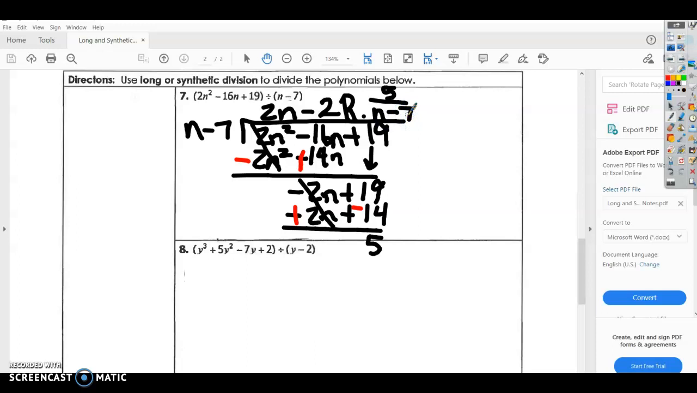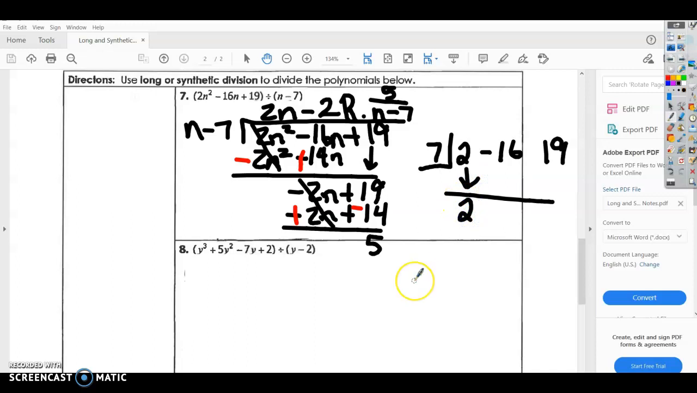All right, if we want to check this using synthetic division, we're going to change the negative 7 to positive 7. And I'm going to bring down my coefficients, 2, negative 16, and 19. I'm going to bring the first one down, so bring down my 2. And then I have 7 times 2 is 14. Negative 16 plus 14 is negative 2. 7 times negative 2 is negative 14. That gives me 5. Again, I divided out an n minus 7. So if I take an n away from n squared, it's always going to be 1 less. So this is going to be 2n minus 2, remainder 5. Again, the same answer that we got above.